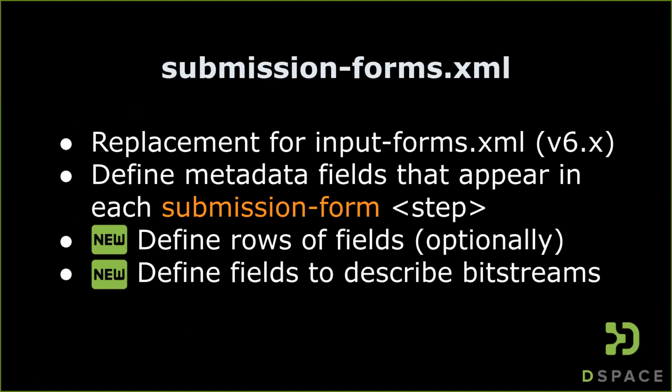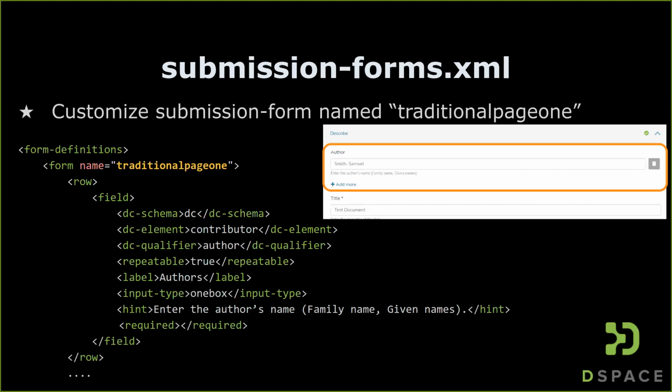You can have fields required or optional. You can also define now rows of fields. So you can have 2 fields appear in one row if you want to put them side by side. And a new feature here, you can also define metadata on specific files. So when you're uploading a file, you can actually have metadata fields that you want people to use to describe those bitstreams, those files. So we'll see a quick example of that as well.